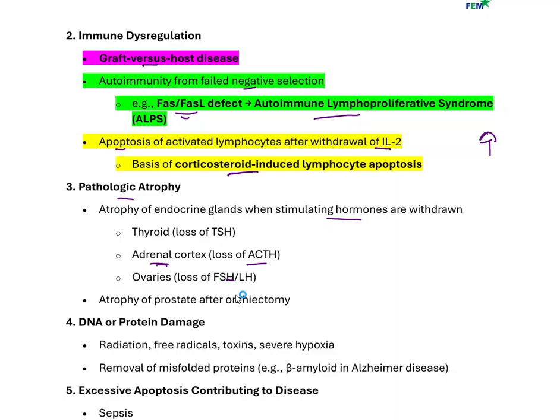So if you lose FSH and LH, then that's going to lead to decreased stimulation to the ovaries, and that will lead to apoptosis in the ovary, and that will lead to atrophy.